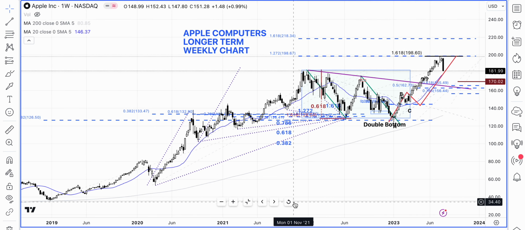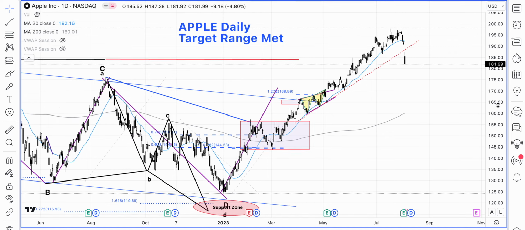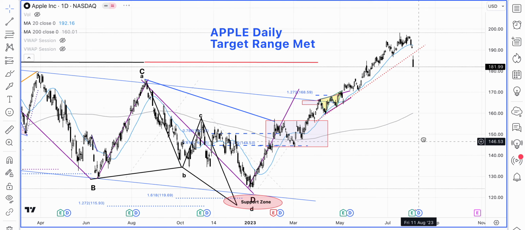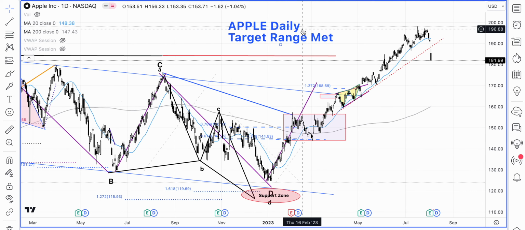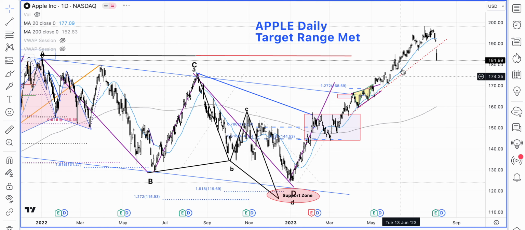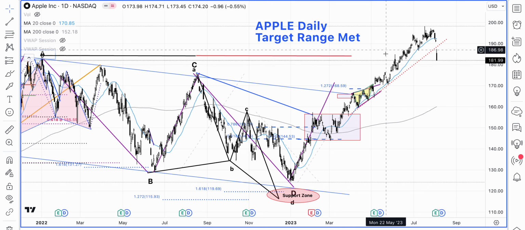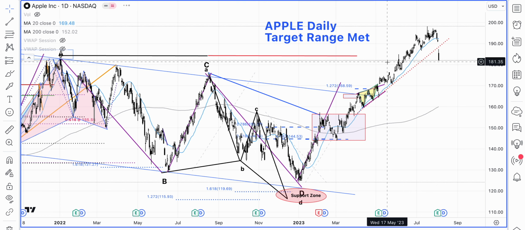So what we are going to do now is move down to the daily chart. So this is the daily chart. You can see that here we have written Apple daily target range met. We had a target range which was around $170 per share level, and then we had some levels above that. Our targets were met, and after that we were watching the price action.